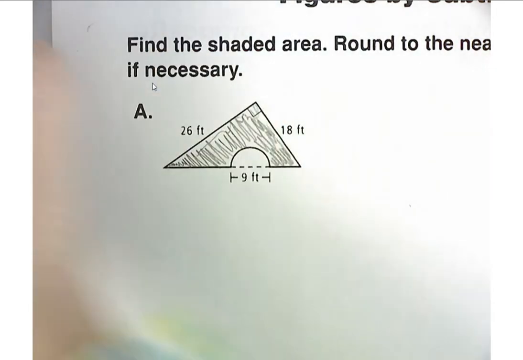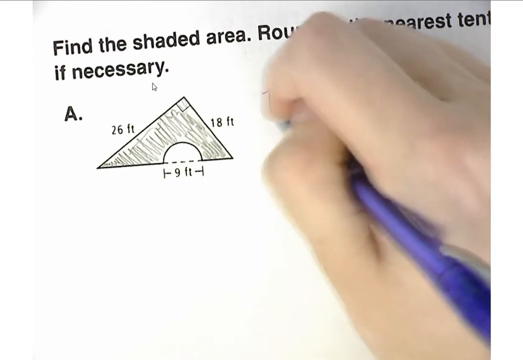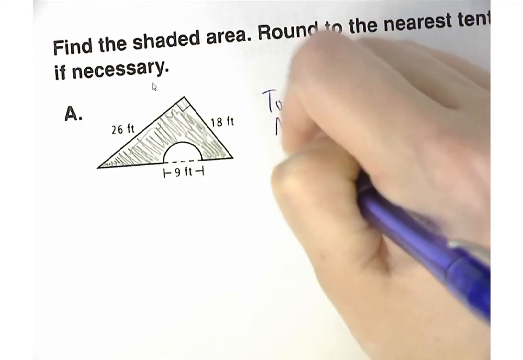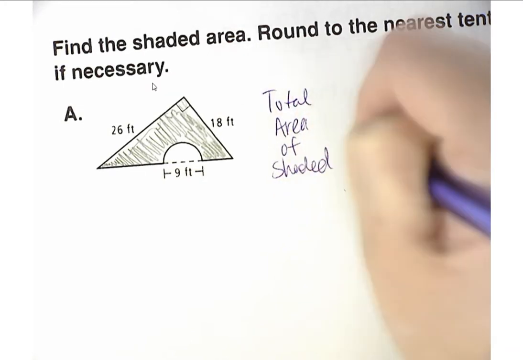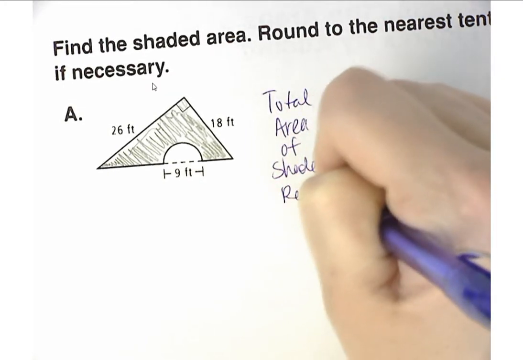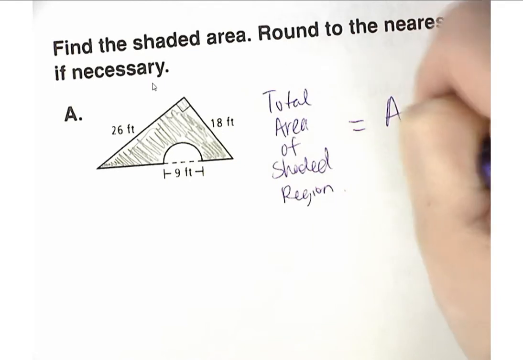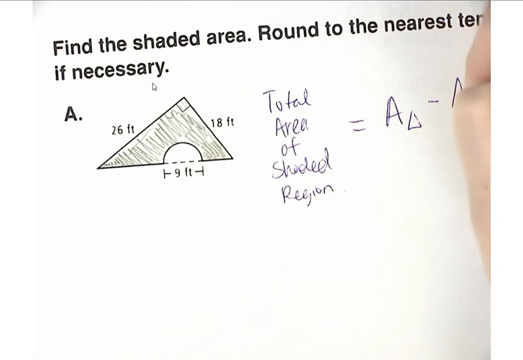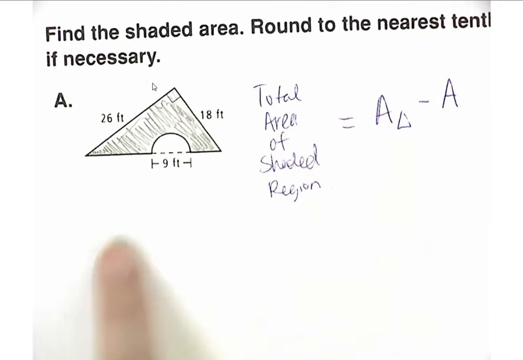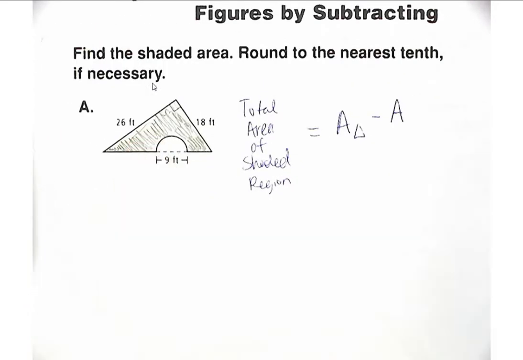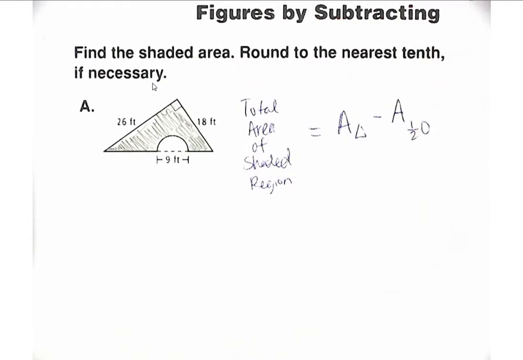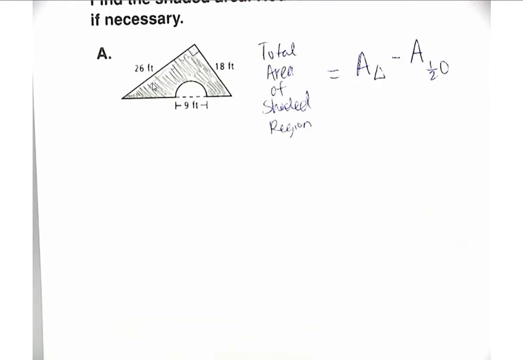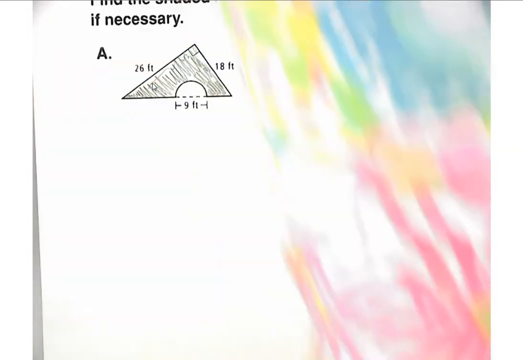So the total area of the shaded region is going to equal the area of the triangle minus the area, and this shape is half of a circle. Okay, so minus the area of half of the circle. Okay, so the first thing that we'll do is find the area of the triangle.